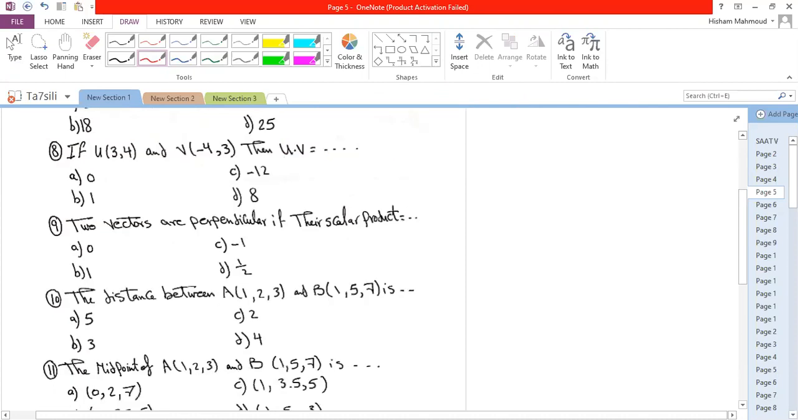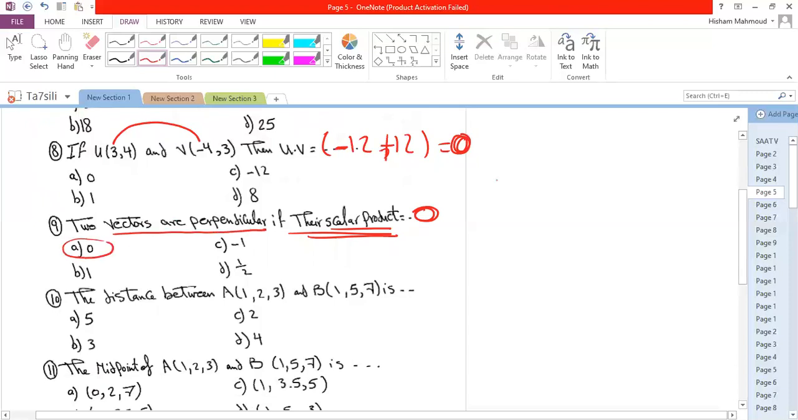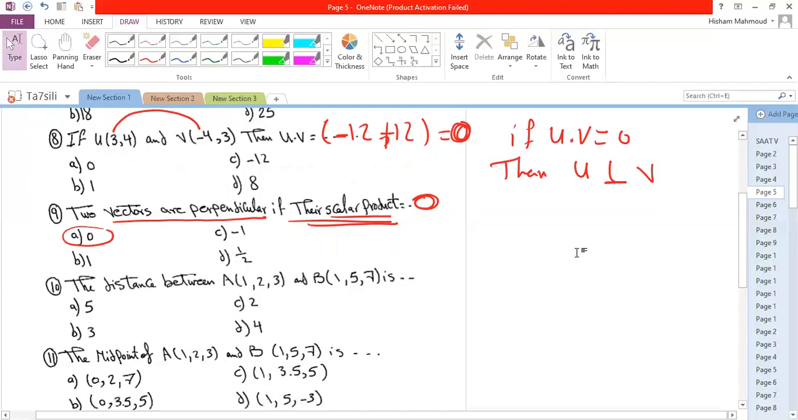Second one, the same question, dot product. I'm going to multiply 3 by negative 4, which is negative 12, and 4 by 3, which is 12. Add them, it's going to be 0. In case the scalar product is equal to 0, the vectors are perpendicular. And this is the answer of number 9. So if U dot V is equal to 0, then U is a perpendicular vector to V, orthogonal or perpendicular.